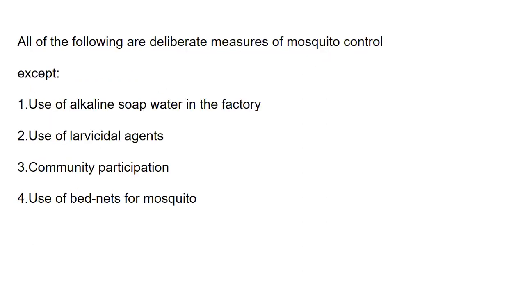All of the following are deliberate measures of mosquito control except. Deliberately we are controlling it, like use of larvicidal agents, community participation, and use of bed nets for mosquitoes. These are the control measures. So the use of alkaline soap water in the factory is not a deliberate control measure.